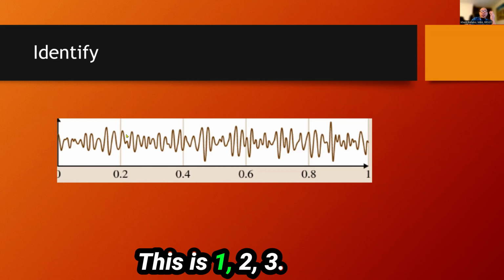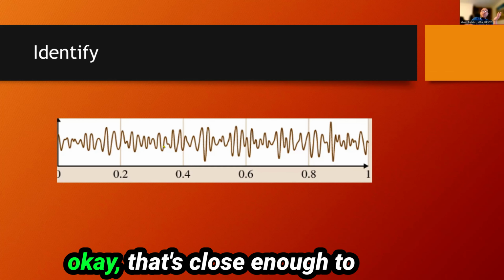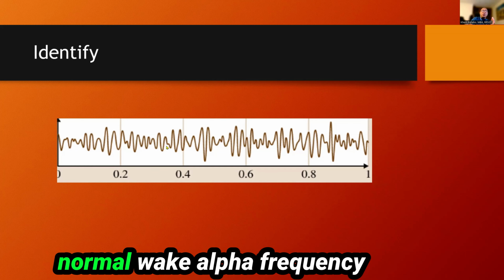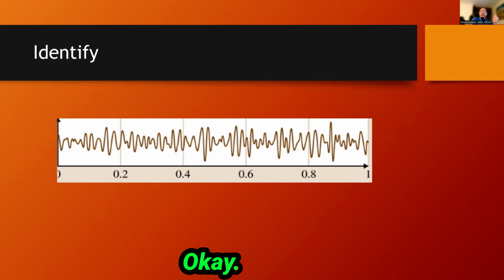Okay, this is 1, 2, 3. If it shows up at 6 or 7 hertz, okay, that's close enough to alpha, but it's slower than the normal wake alpha frequency of the same patient. So it is REM, okay?